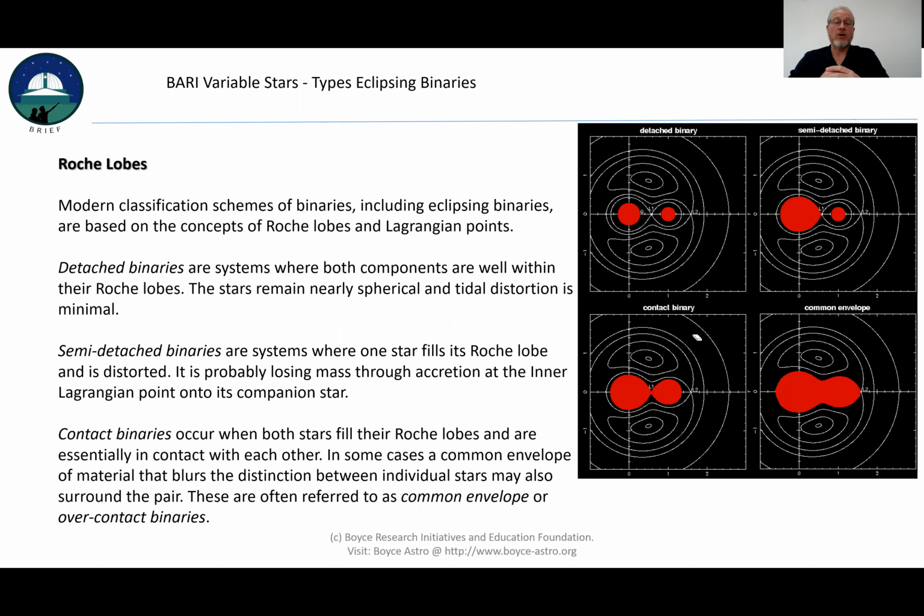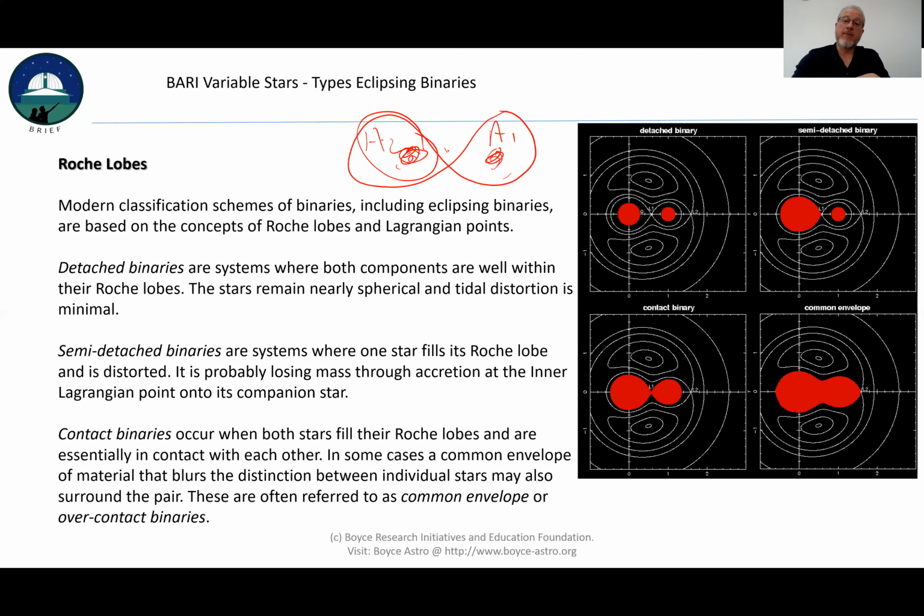First, I want to discuss something called Roche lobes. We have previously talked about Roche lobes in other videos when we talked about the difference between novae and supernovae. Modern classification schemes of binaries, including eclipsing binaries, are based on the concepts of Roche lobes and Lagrange points. So what are they? Let me draw a simple diagram here. If I've got one star and I've got another star, what we have are these areas. We'll call this area 1 and we'll call this area 2. Well, the first star, its gravitational field fills area 1. The secondary star, its gravitational control, fills area 2.